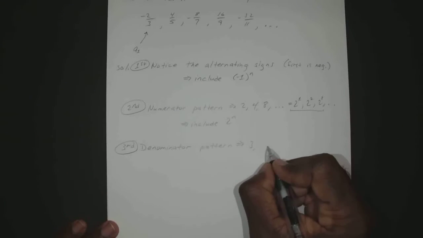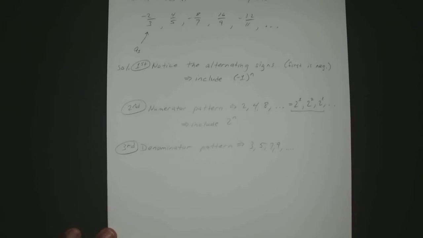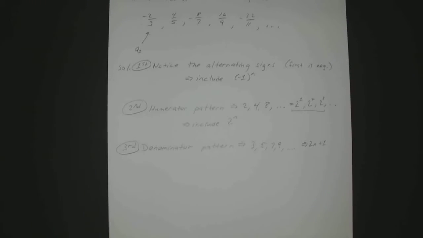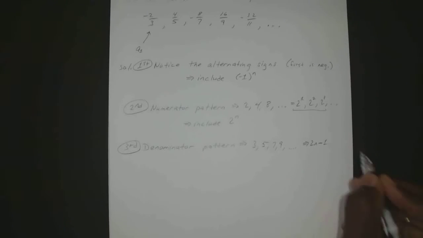Okay, so you have 3, 5, 7, 9, pretty much just odd numbers. So whenever you have odd numbers, if you had even numbers, you could just make it 2 times n. If you have odd numbers, you can make that 2 times n plus 1. Okay, so actually in this case, it would be 2 times n minus 1, because you're starting at 1.